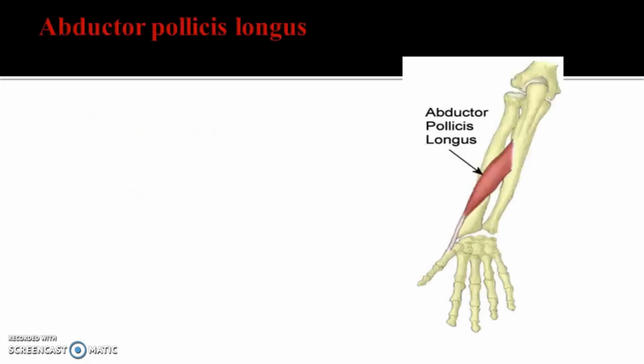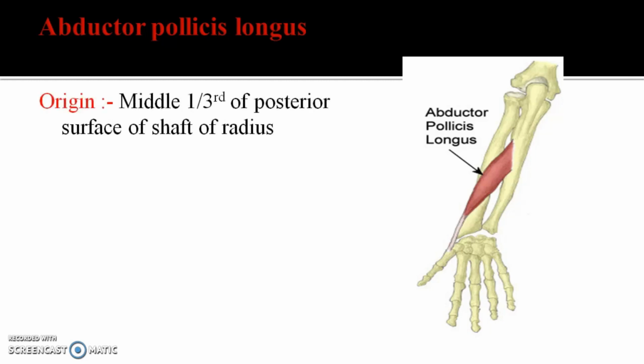Now talking about the next muscle, we have abductor pollicis longus. Name itself indicates it is responsible for abduction of the pollicis finger. We have another muscle which is smaller and doing the same action, that is brevis, which we will deal with later. Compared to that muscle this one is longer, so we are calling it abductor pollicis longus.